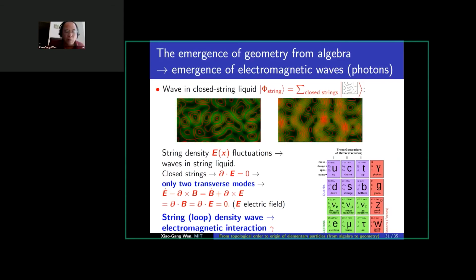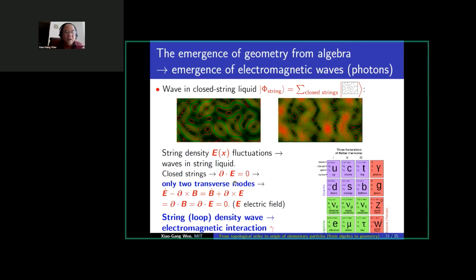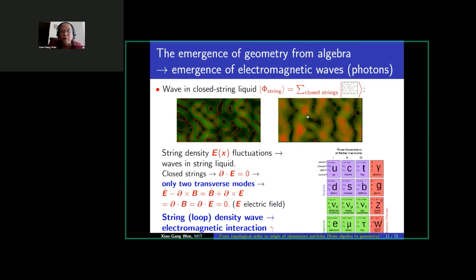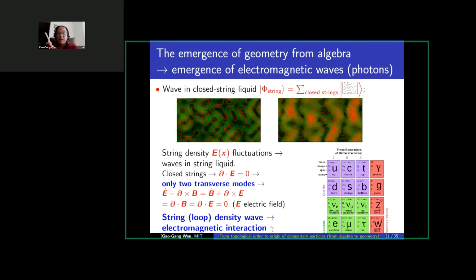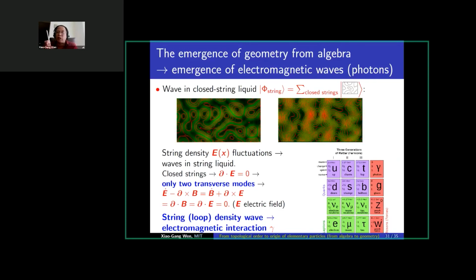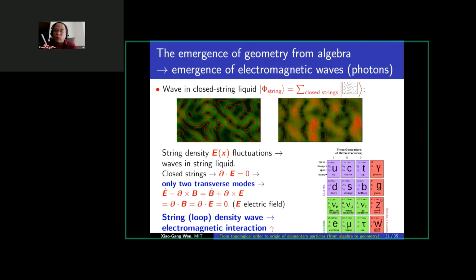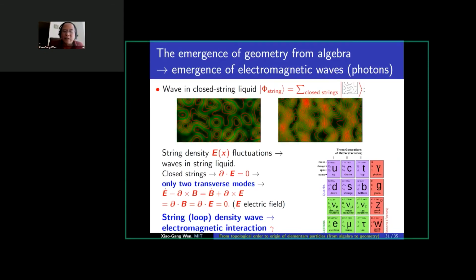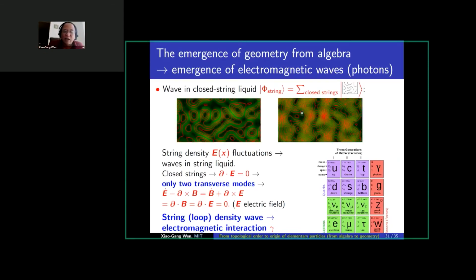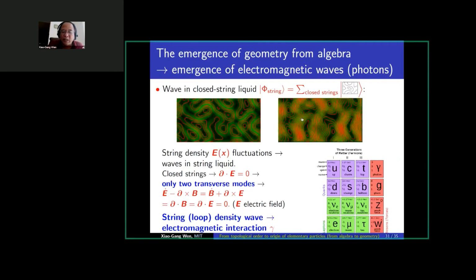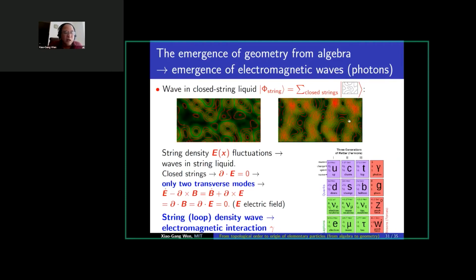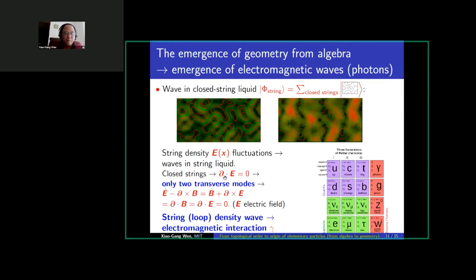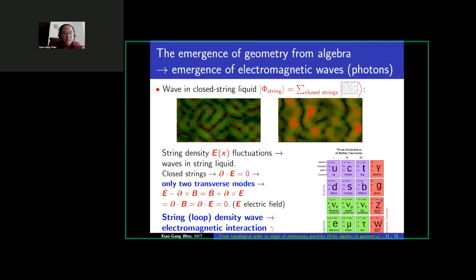So strings have orientations. But also, because strings form loops, along the direction of the string the density cannot change. In order for the density to change, the string has to have an end. If a string has no end, the density cannot change along the direction of the string. It can only change perpendicular to the direction of the string. Therefore, this vector field is divergenceless, it has no divergence.